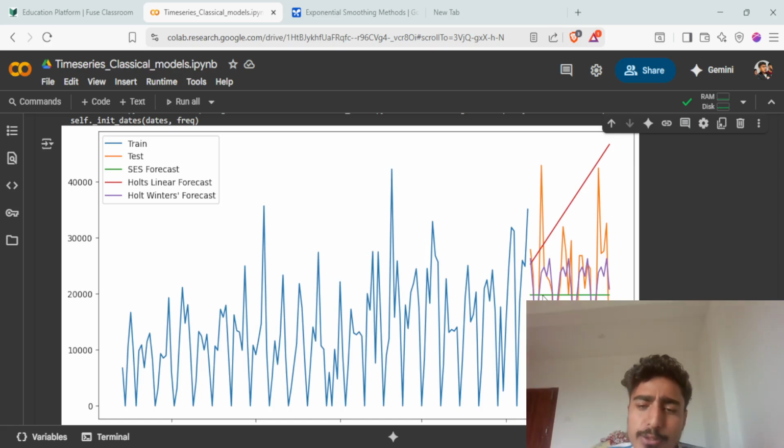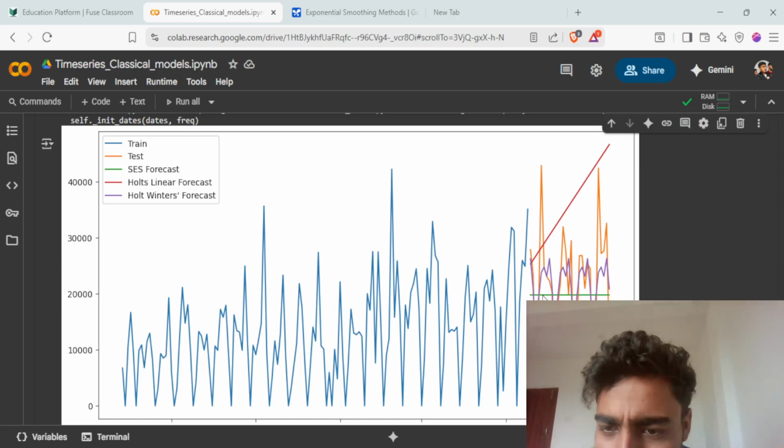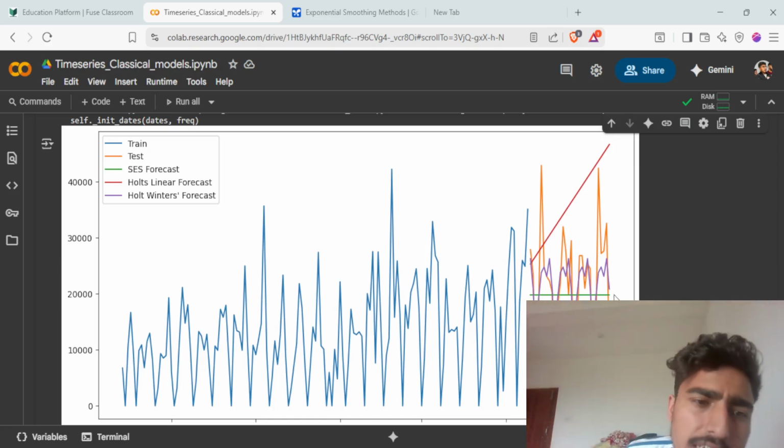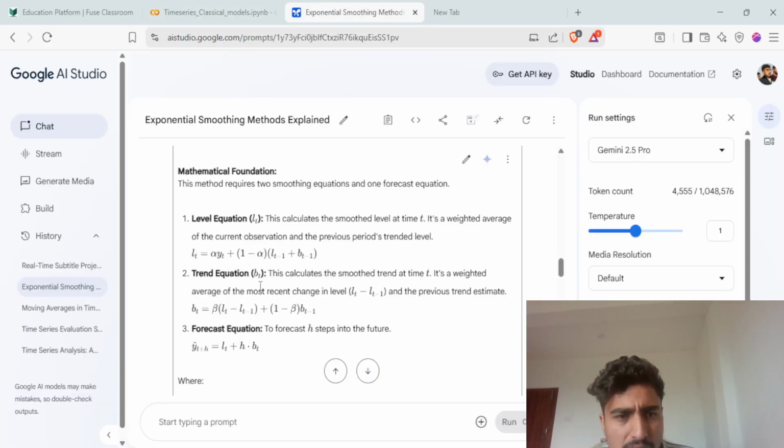So you can see the results. You can see visually here that it hasn't considered the trend and seasonality. Here straight lines have been plotted. We have seasonality in the test data, but our SES model hasn't forecast the seasonality. Others we will be seeing soon.